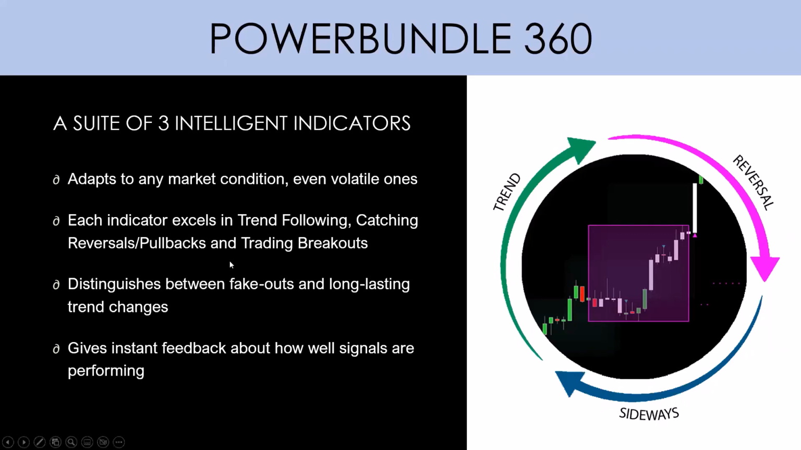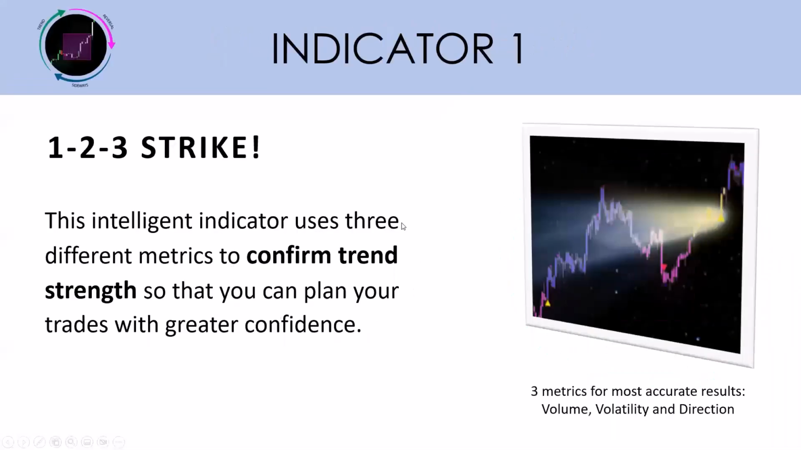All right, so real quick, 1 to 3 strike is our trend trading indicator, and that will give you an entry signal if a strong trend is confirmed. And this is the case when all 3 dimensions which we need come together, which is directionality, an increase in volatility, and an increase in volume. And if all these things come together, an entry signal is generated.